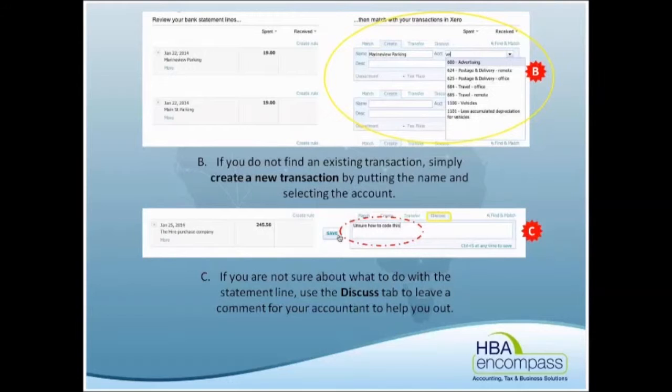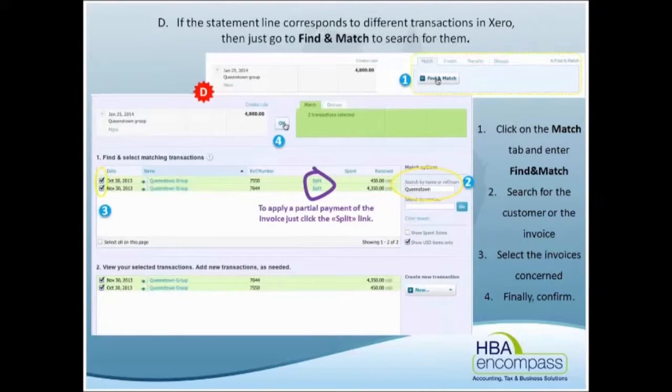If you don't know what it is and you want to leave your bookkeeper or your accountant to deal with it, you just click on the Discuss tab and put a nice little note there so that we can deal with it at a later time. And then hopefully shoot us an email and say, I've reconciled, but I've got a few things I don't know what they are. Can you help me out? So when you're happy with what it is, you click on the OK button.